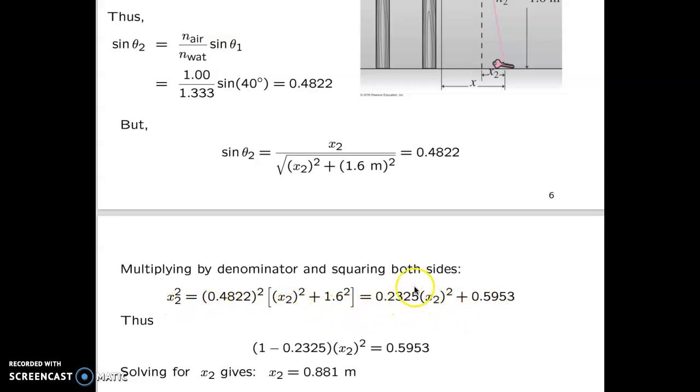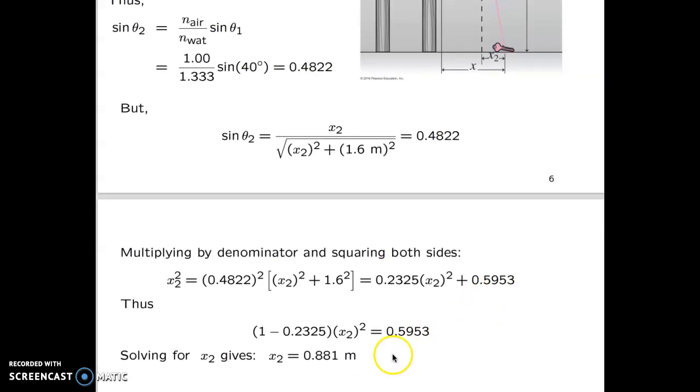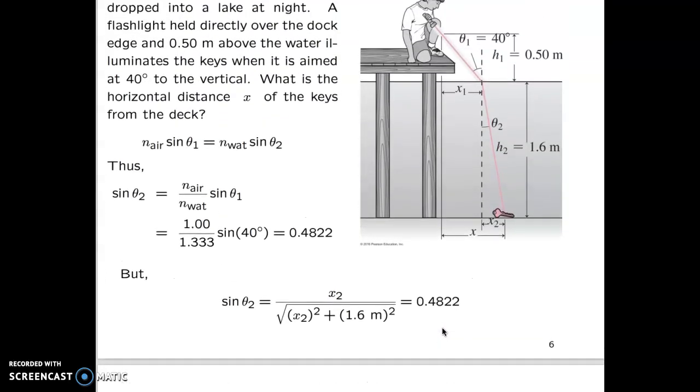What you can do is take this term to the left-hand side of the equation, factor out x2 squared. So you have x2 squared minus 0.2325 x2 squared, or 1 minus 0.2325, all multiplied by x2 squared, is equal to 0.5953. So you can solve that equation and you get x2 is 0.881 meters. Okay, so we're getting there.